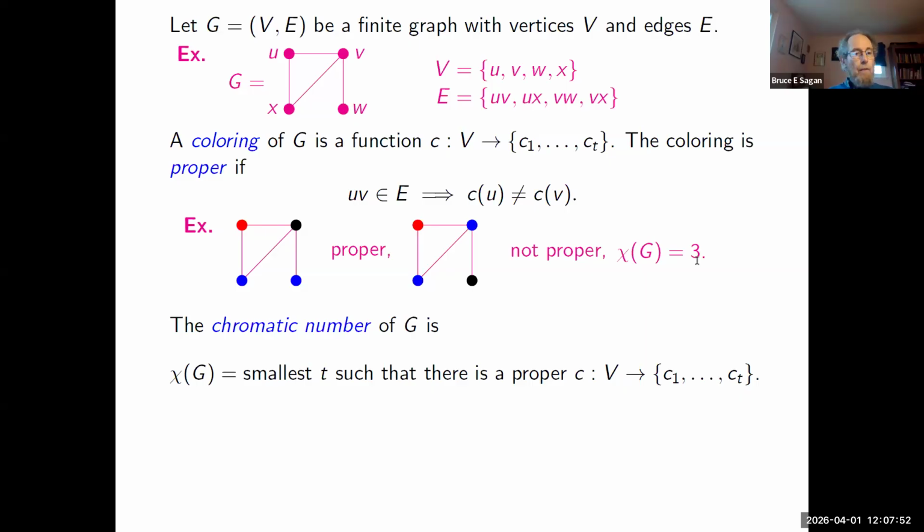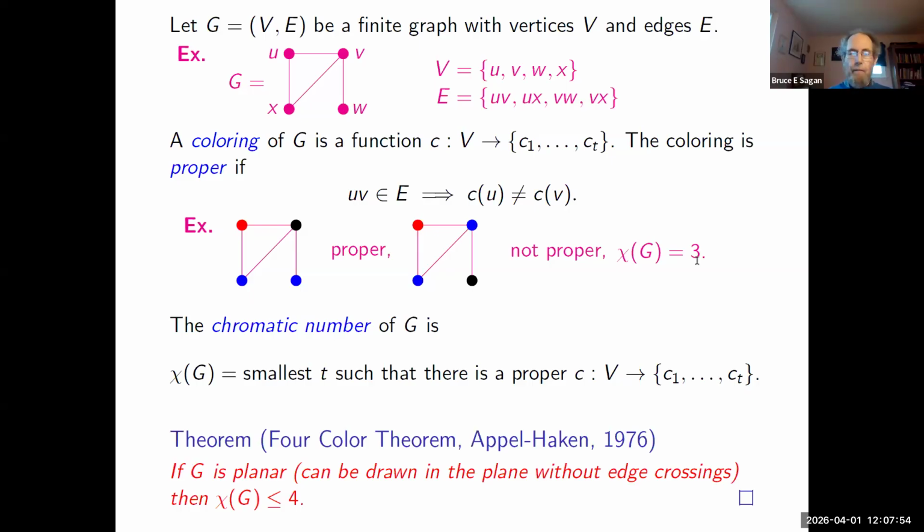Okay, great. So famous theorem, the Four Color Theorem, proved by Appel and Haken back in 1976 when I was still a graduate student. If G is planar, that is to say, I can draw the graph in the plane such that none of the edges cross, so the example graph we have is planar, then the chromatic number is at most 4.